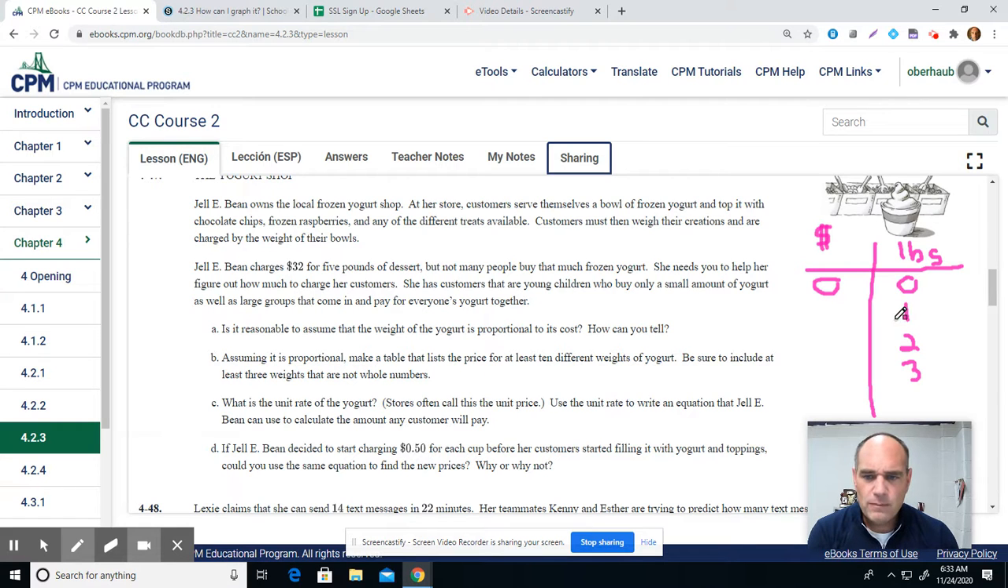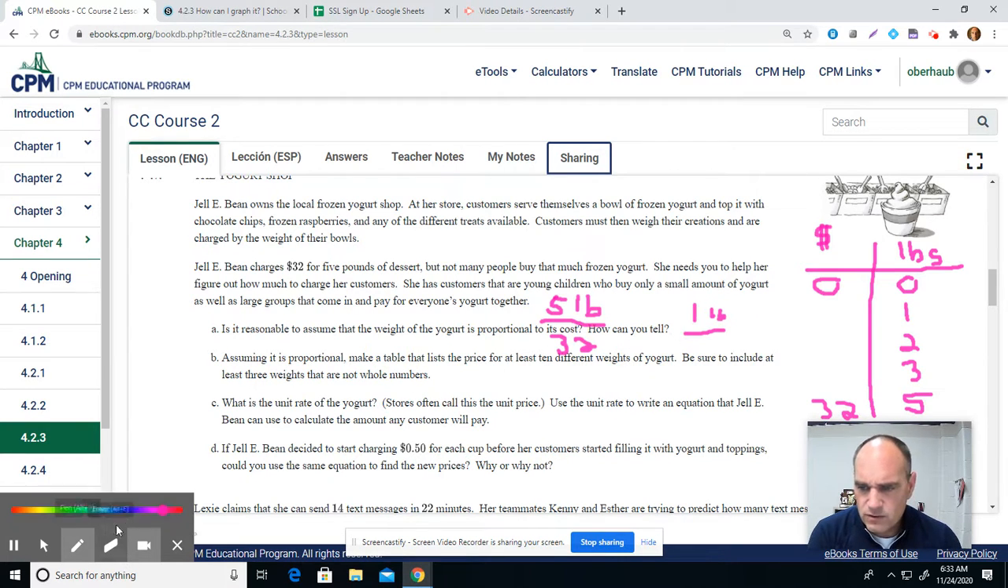1 pound. Well, let's put our 5 pounds on here, because we know that. So 5 pounds is $32. So that's kind of my given. I'm going to work up to 1 pound so that I can get a unit rate. So I know that 5 pounds is $32. So I want to work myself to 1 pound.